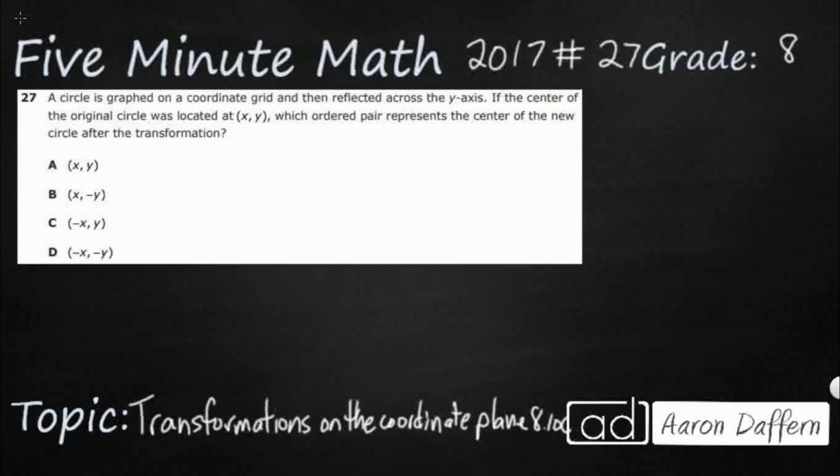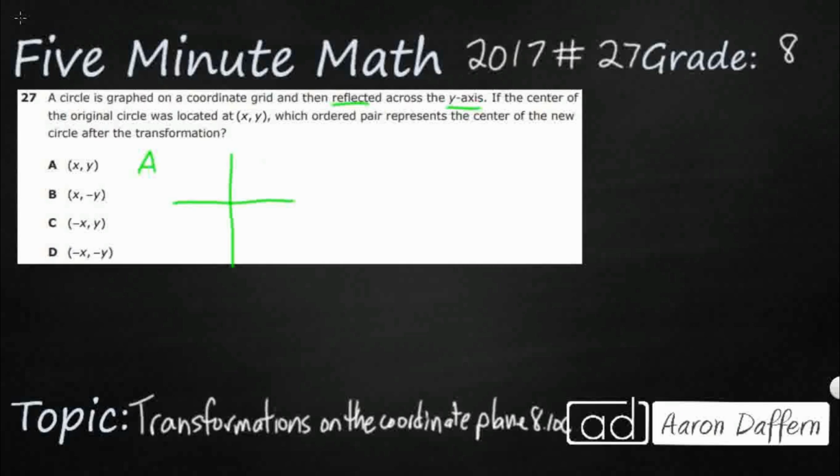So we have a circle that's graphed, and it's going to be reflected across the y-axis. And so we need to have the transformation notated here, and which of these transformations would show that? Well, let's just draw some of these out. So I'm going to start with A.